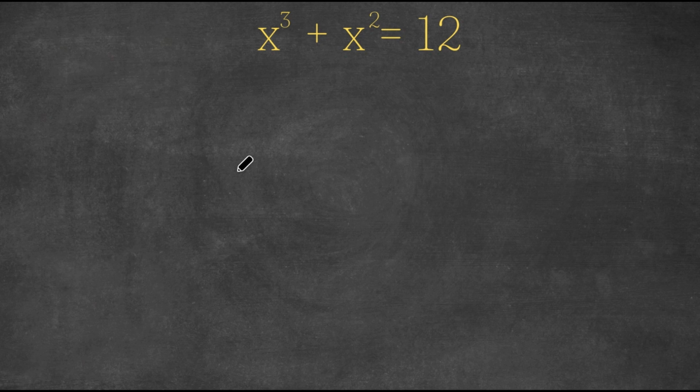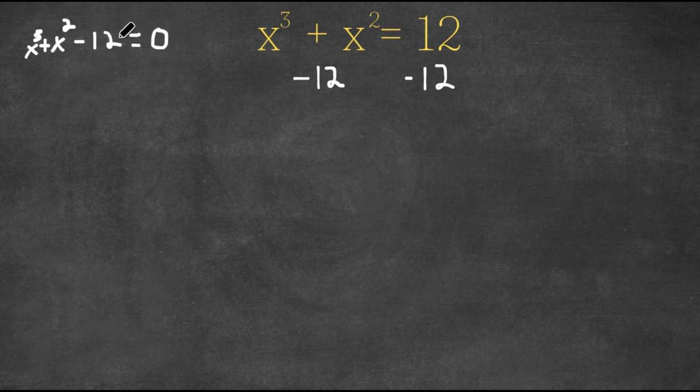In today's video, I'm going to be teaching you guys how to solve this exponential equation. So we have x to the power of 3 plus x squared equals 12. Now what I'm first going to do is subtract 12 on both sides. So this would give us x to the power of 3 plus x squared minus 12 is equal to 12 minus 12, which is 0.